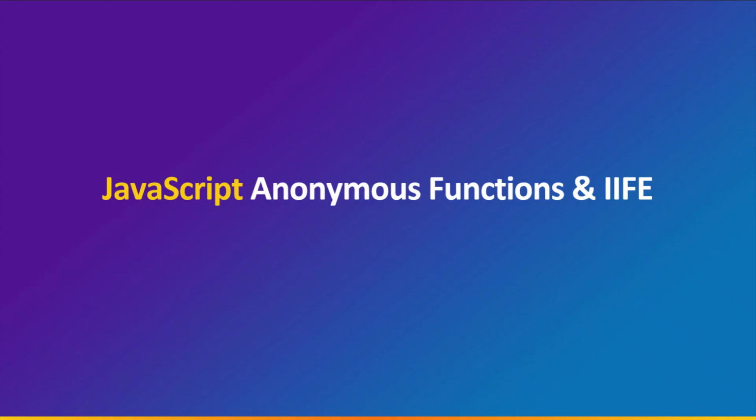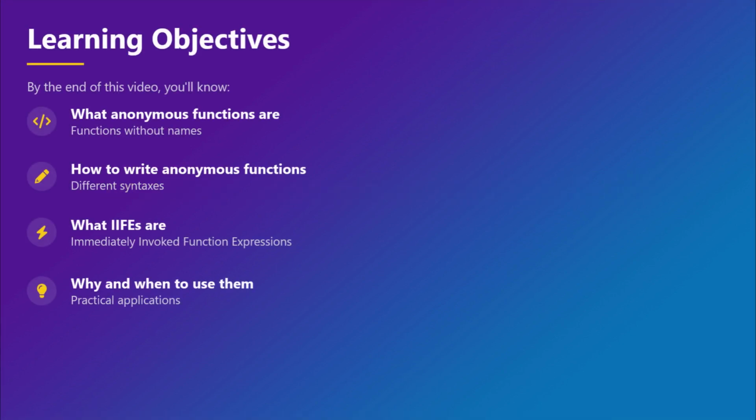Hey everyone, welcome back. Today we are exploring anonymous functions and IIFEs, or immediately invoked function expressions. Two cool JavaScript tricks that let you run code instantly and keep your scope clean. By the end of this video, you will know what anonymous functions are, how to write them, and what IIFEs, or immediately invoked function expressions, are, why and when to use them. So let's dive in.